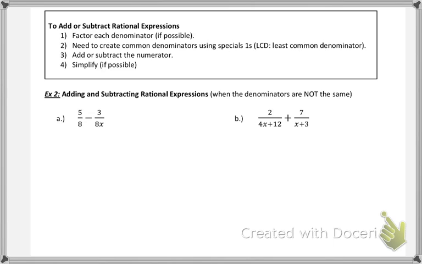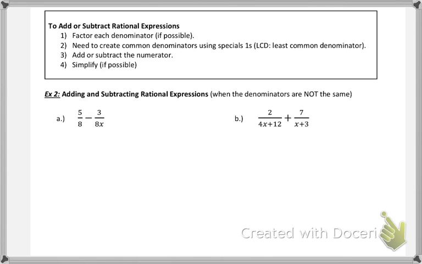So steps of adding and subtracting rational expressions, the first thing you want to do is to factor out each denominator. Factor the denominator if possible. That's going to help you break down what the factors are so that it's easier for you to create that common denominator. And then step 2, we need to create a common denominator using special ones. So we want to create a common denominator, not just any common denominator, but the least common denominator so that our numbers are not as big. All right. And then once we have a least common denominator, we're going to go ahead and add and subtract the numerator and then finally simplify if possible.